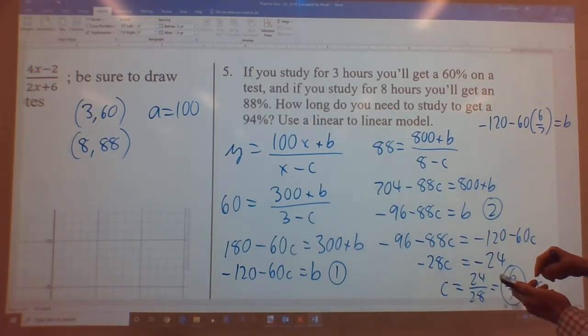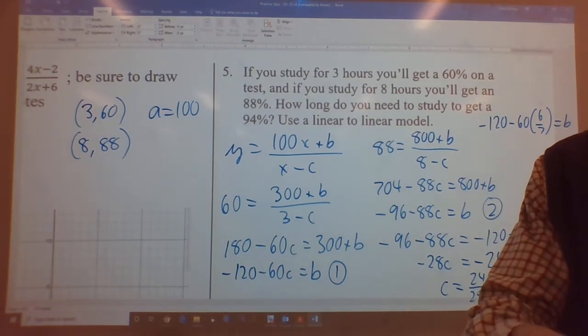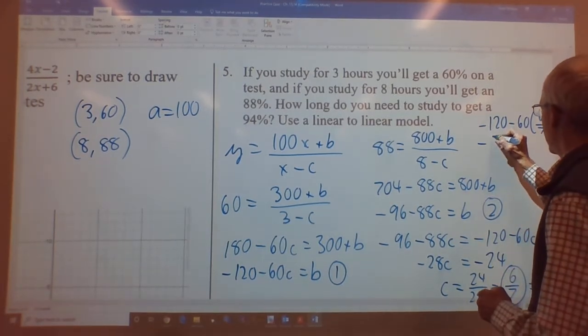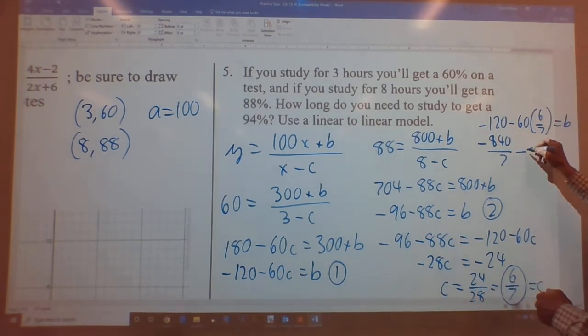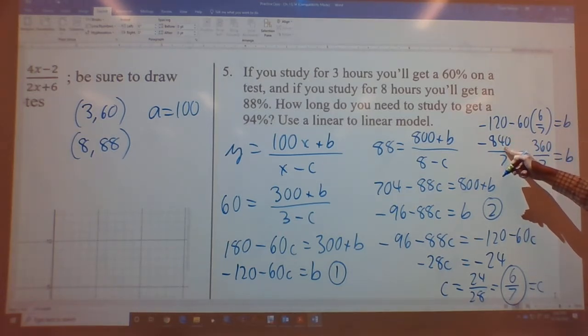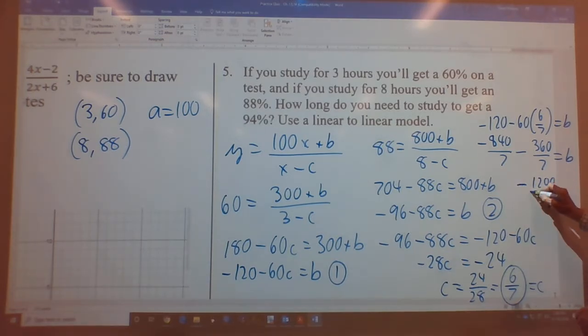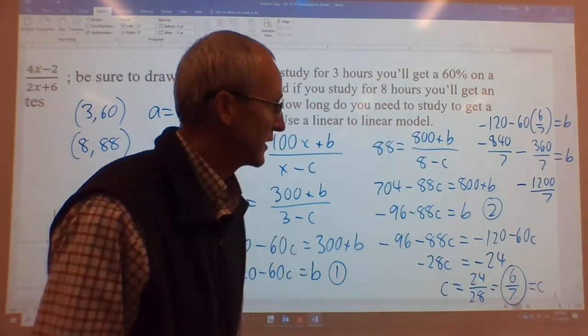Negative 120 divided by 7. 7 times 120 is 840. Yep, that's right. So negative 840 divided by 7 minus 60 times 6 is 360, 360 divided by 7 equals b. So what's 360 plus 840? That's 1200. Negative 1200 divided by 7 is the perfect answer for b. Really? Is that right? They're both negative. Well, we'll check our answers to make sure. That's the nice thing. You can always check your answers.